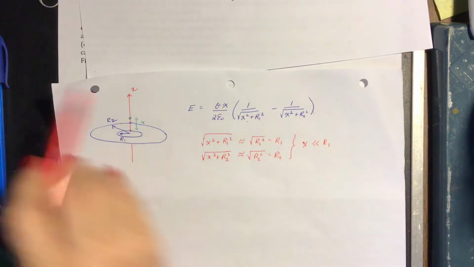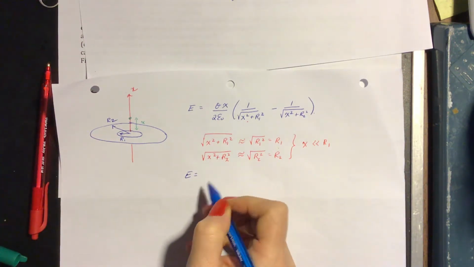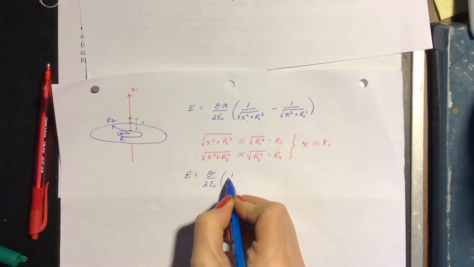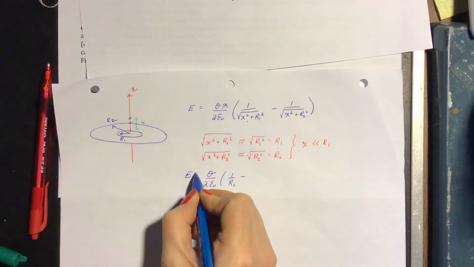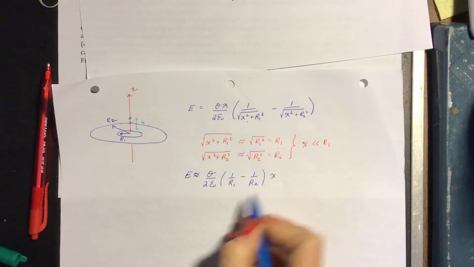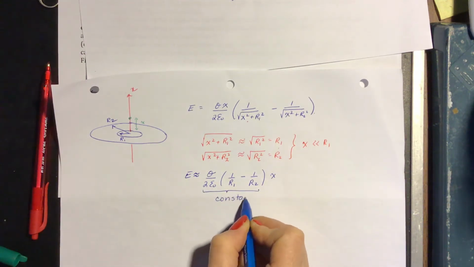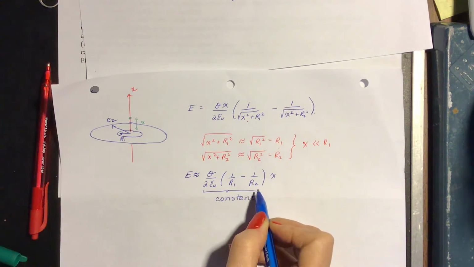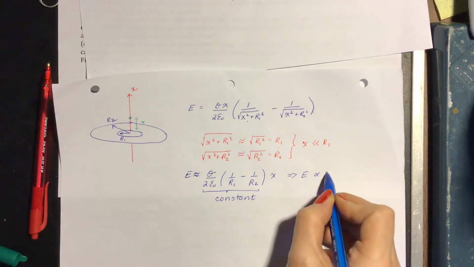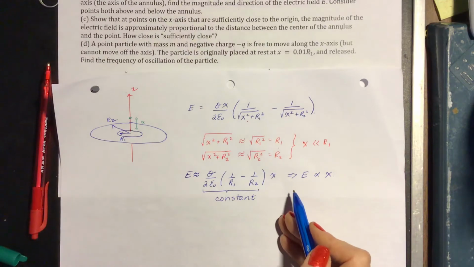Our electric field has an expression of sigma over 2 epsilon naught, times 1 over r1 minus, and we'll make this approximately equals, 1 over r2, times x. All of this stuff is constant, which shows that if we have a small value of x, the electric field is proportional to x, the distance from the ring. Okay, that's walking us right into part D of the problem.